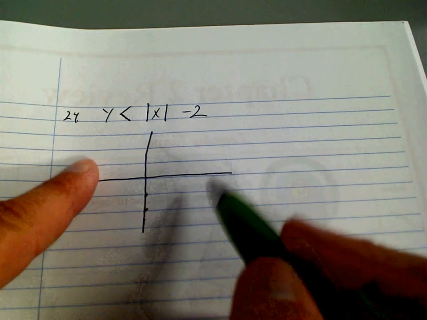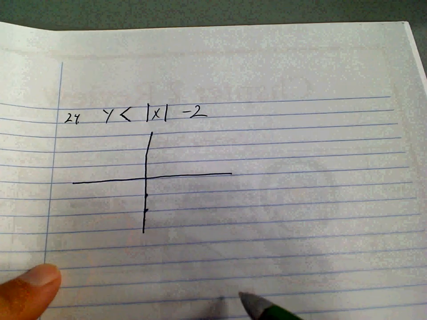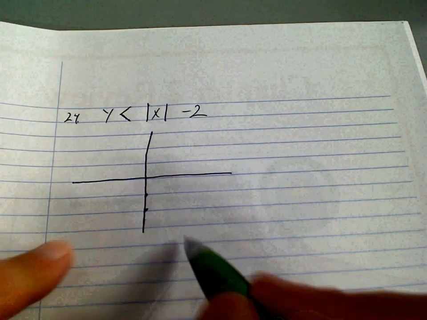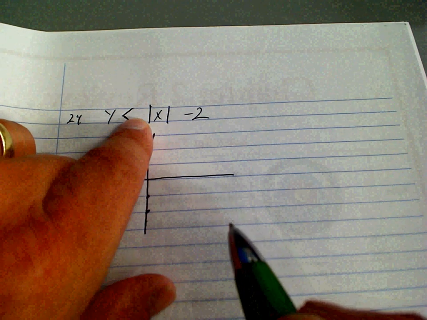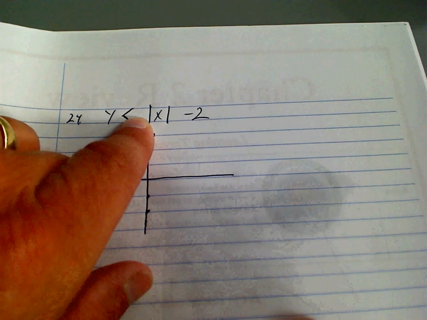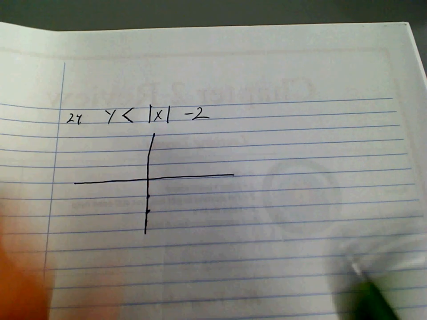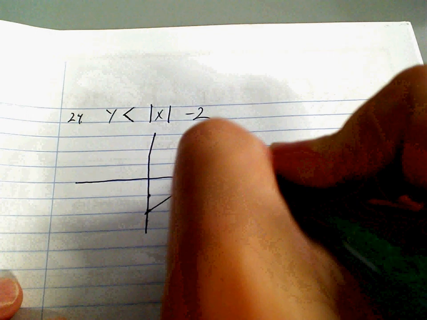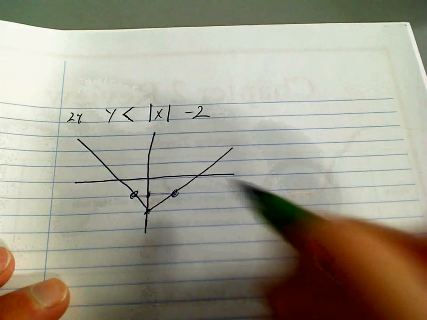Is it reflected? Open up or open down? Well, you only know if there's a negative sign here. Oh, there's no negative sign. There's no reflection, so we still open up. At the 45s, it's still up 1 over 1, up 1 over 1. It's not been stretched or shrunk.